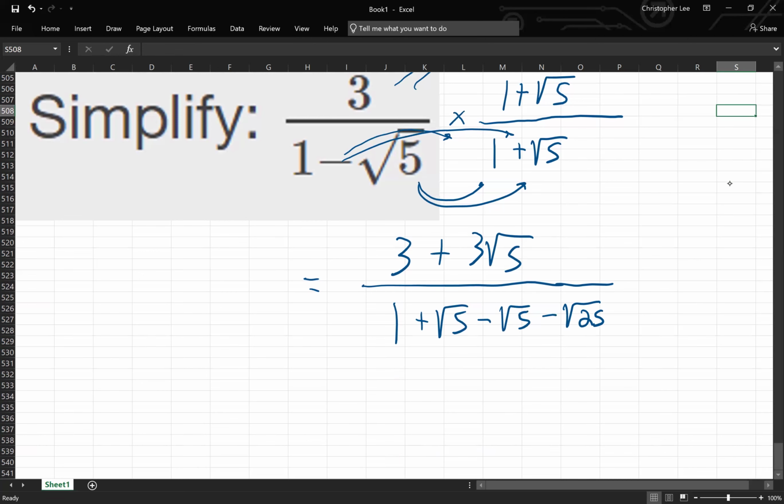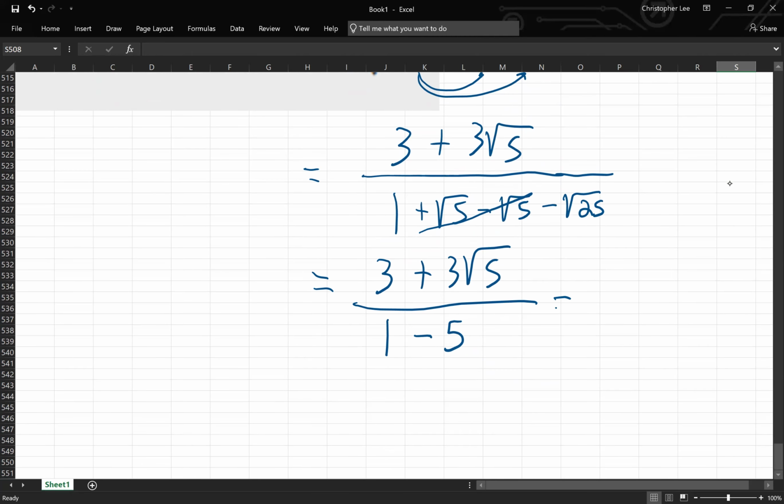And now let's combine like terms and simplify this. So this is going to be 3 plus 3 square root 5. On the bottom, we're going to have 1, and then we know the middle is going to cancel out. Minus, and the square root of 25 we know is just 5. Let's combine like terms. We should get 3 plus 3 square root 5 over 1 minus 5, which is going to be a negative 4.